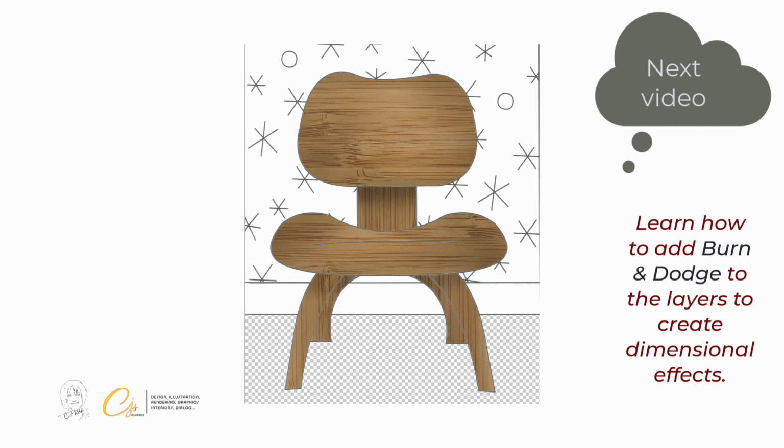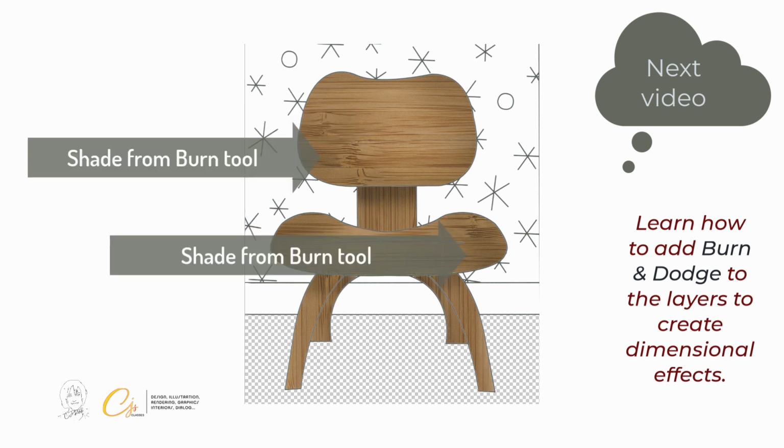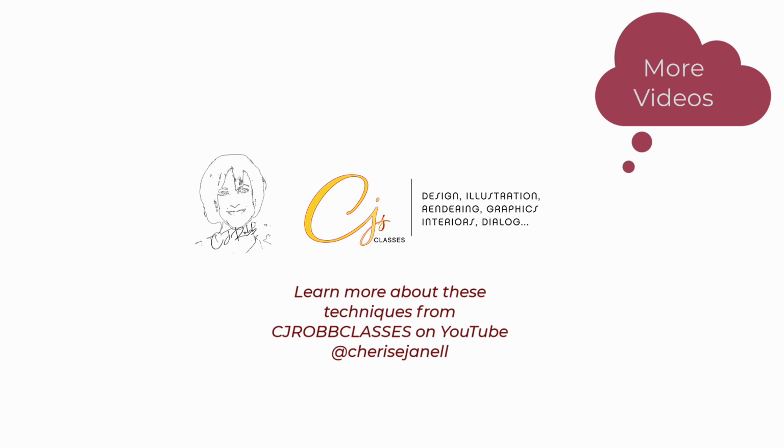If you followed the layer organization suggested in this video, you should be able to add highlights, shade, and shadow with tools such as Dodge and Burn to create a more dimensional look to the chair. You can learn more about these techniques from videos on this site.